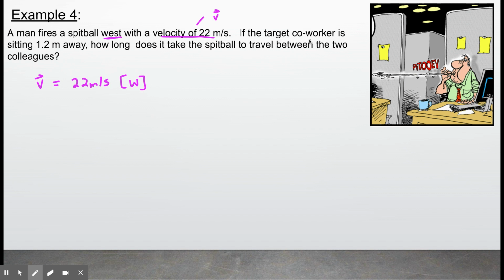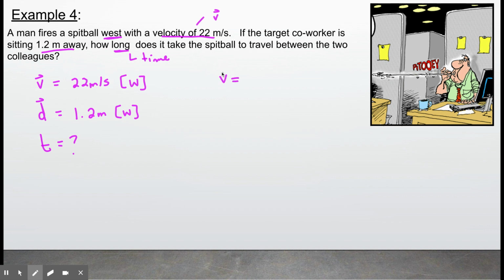If the target coworker is sitting 1.2 meters away, okay, so right off the bat, it doesn't tell you that the displacement is west, but we know that it has to be the same direction as the velocity. And if you have a velocity, therefore you should be looking for a displacement. So 1.2 meters, so this is also west. How long? This tells you time, what you're looking for.